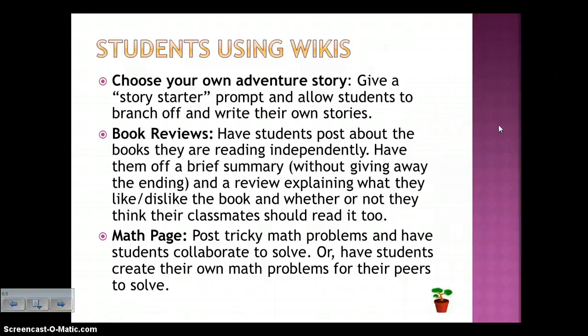Book reviews. This is a great way for students to discuss the books that they're reading outside of the classroom. They can offer a summary, explain what they like and don't like, whether or not they think their classmates should read it. You can have a math page where you post tricky math problems that the students can work together to solve, or you can have students create their own math problems based on the unit that you're working with currently or the unit you just finished, and have their peers try to solve it.